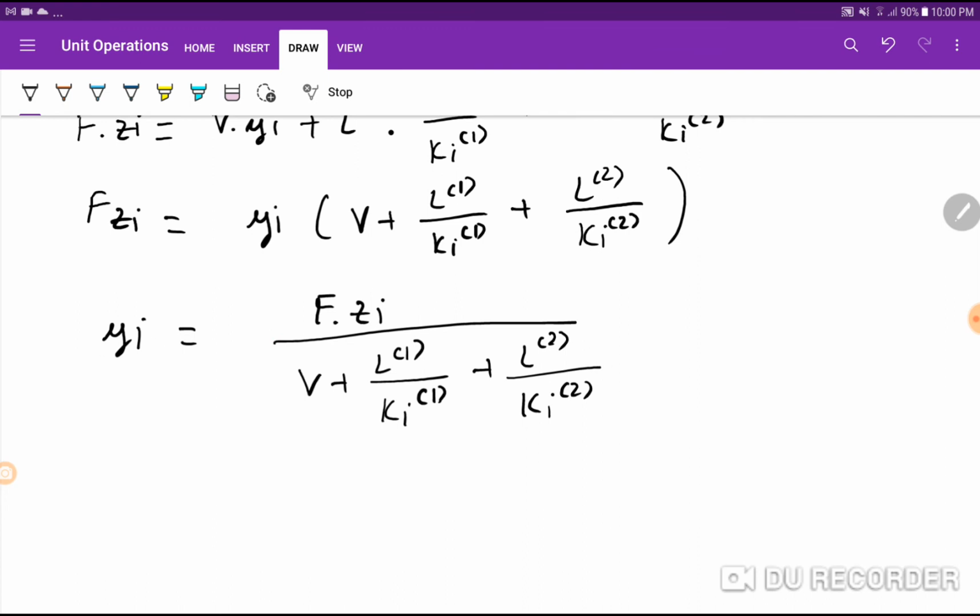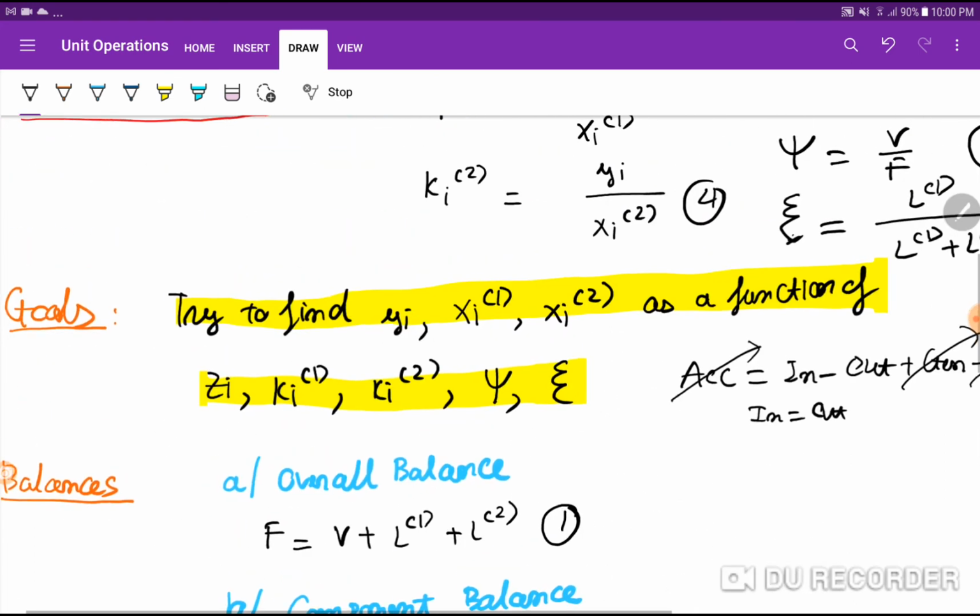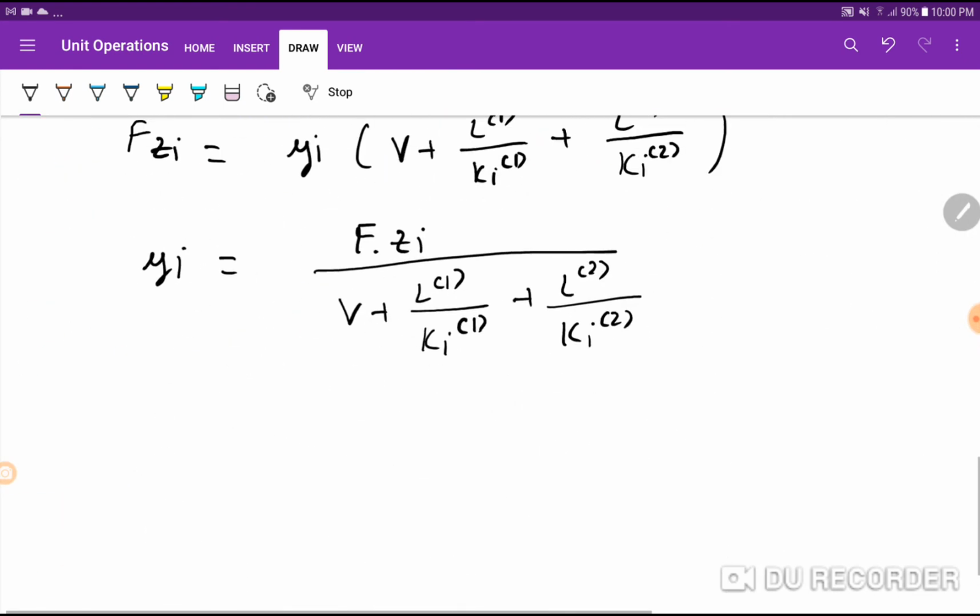You thought we got yi, right? But we have F right here, and remember, the goal is we have to find yi as a function of all these, and I don't see the word F here. So we have to find a way to eliminate F.